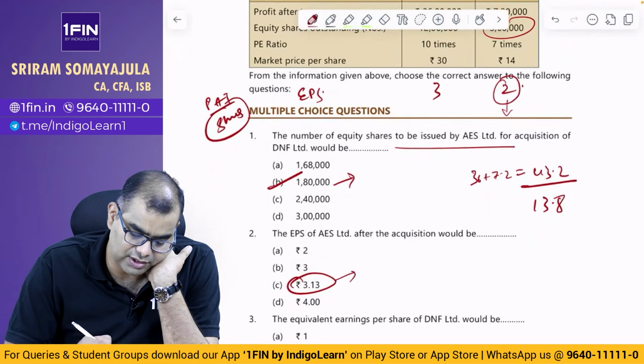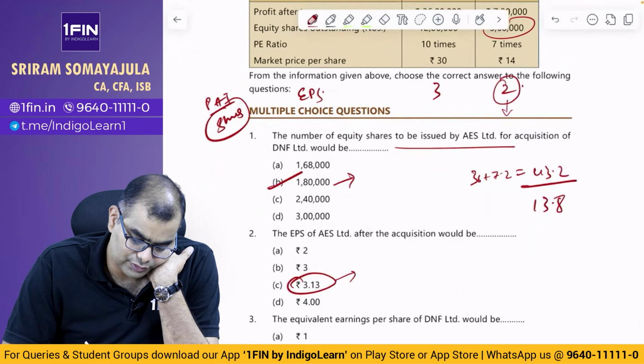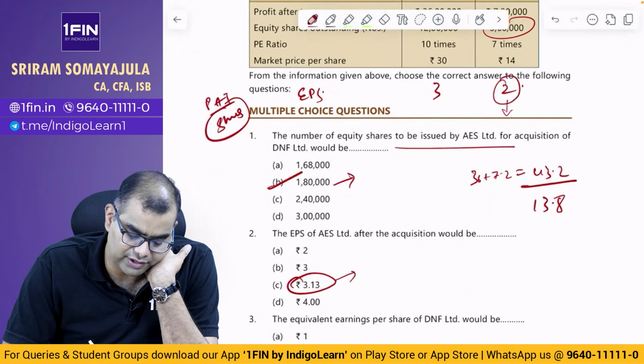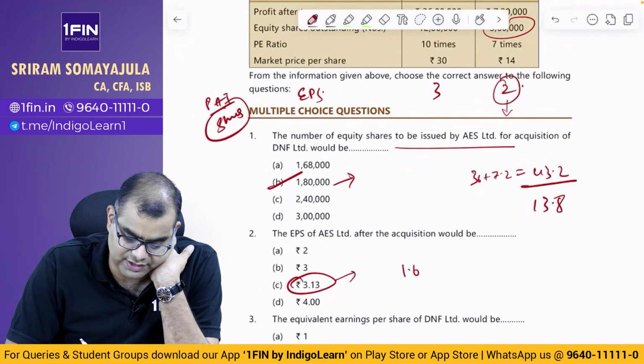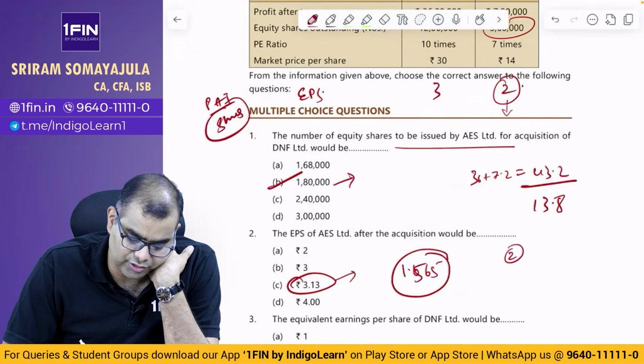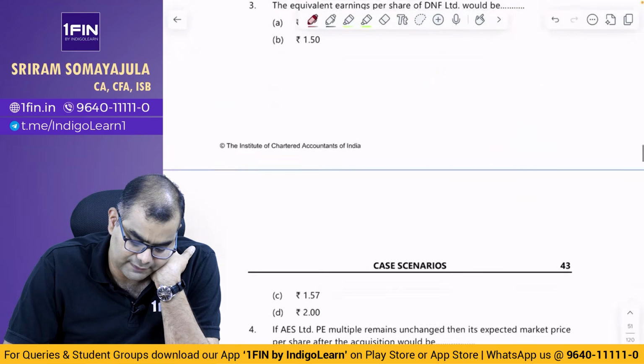In this 3.13, your equivalent EPS is 1.6 divided by 2. If you do that, you get 1.565. Earlier you used to get 2 rupees per share. Now you are going to get 1.565 only.